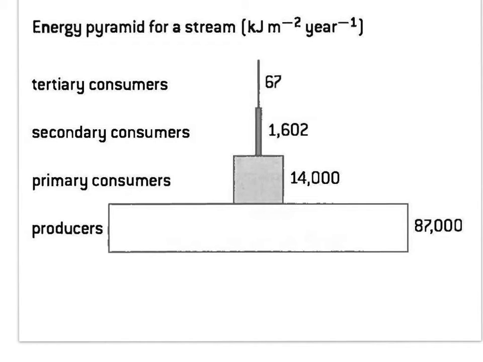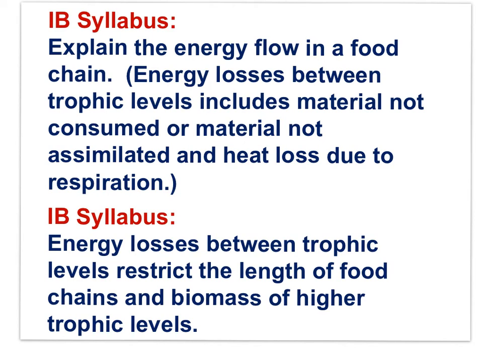Here are two IB syllabus statements, both of which you've already seen. Explain the energy flow in a food chain, remembering that losses would include material not consumed or material not assimilated, and heat loss due to respiration. Energy losses between trophic levels restricts the length of food chains and the biomass of higher trophic levels.